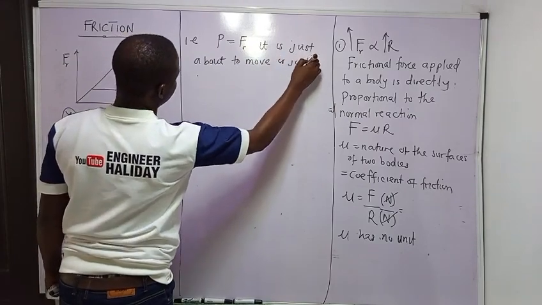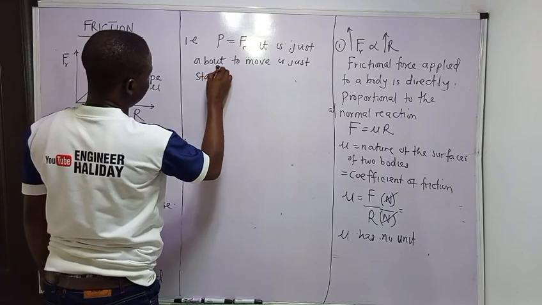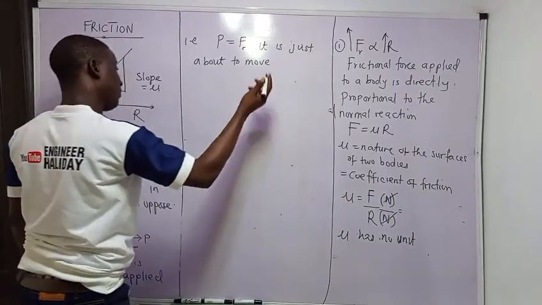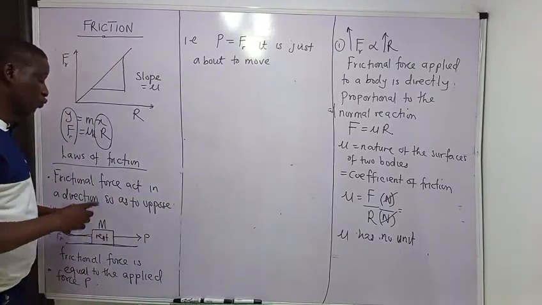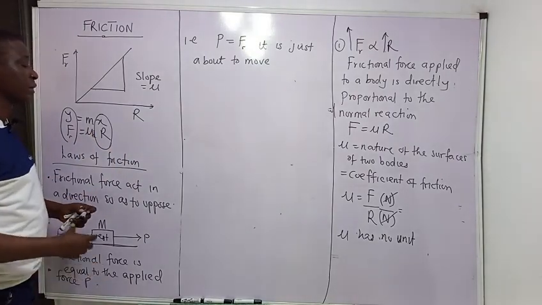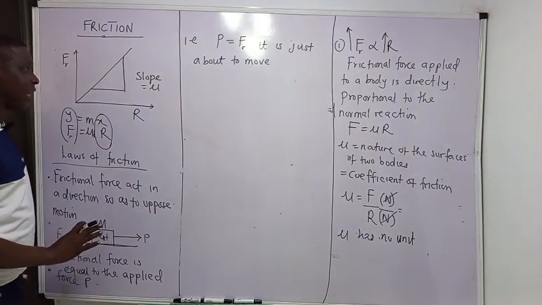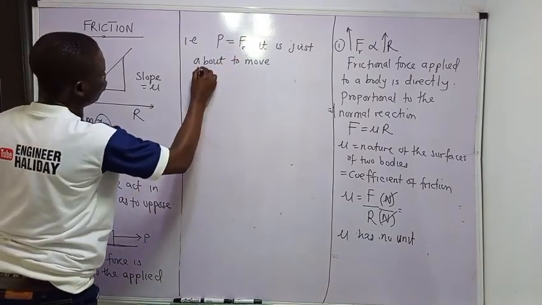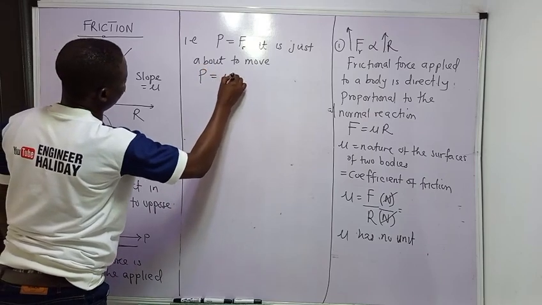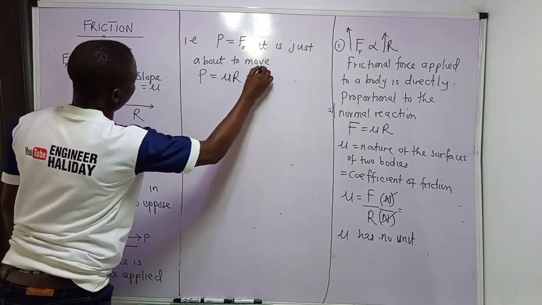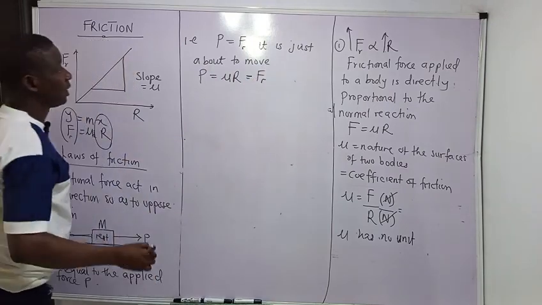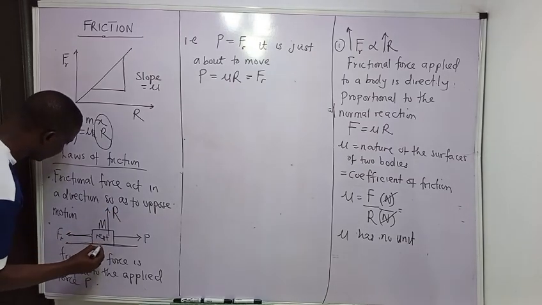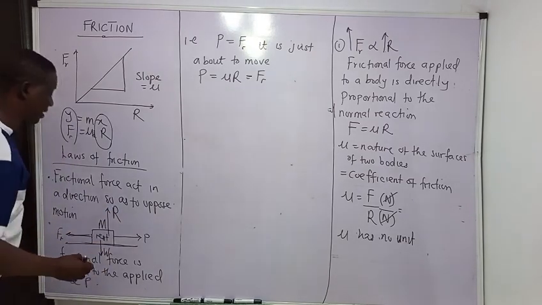Or just what? Just to start what? Motion. You can say it's just about to start a motion, or at the point of moving. Now, at this point, your P is equal to Fr, and we can conclude that P equals μR, equals Fr. Now, don't forget, in this case, the normal reaction up, which is R, is equal to weight also, similarly.